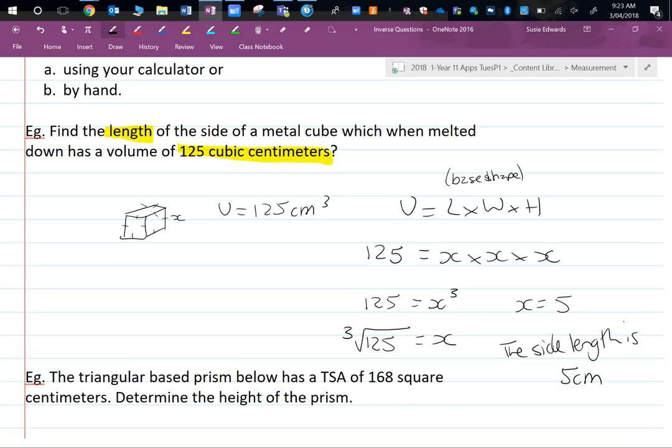And you could just check your answer. 5 times 5 times 5 does equal 125. And so therefore you're like, yep, I know my answer. I've got it right. I can walk away feeling really confident with that question. You do need to know how to use your calculator though.